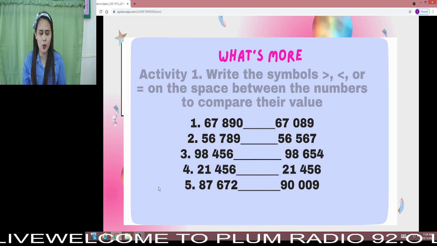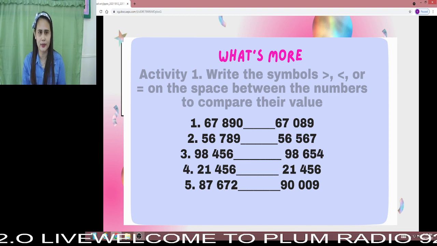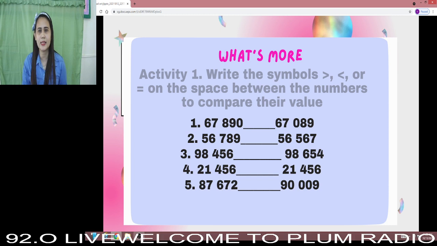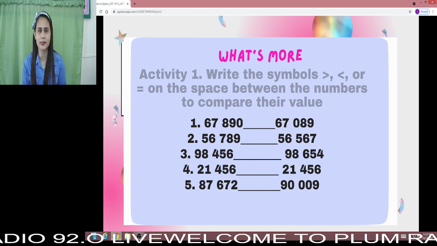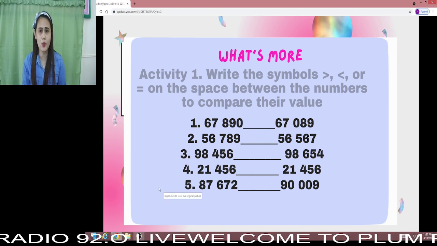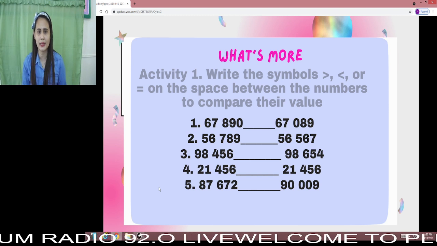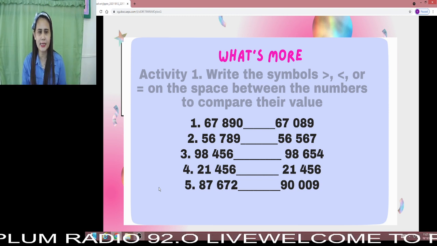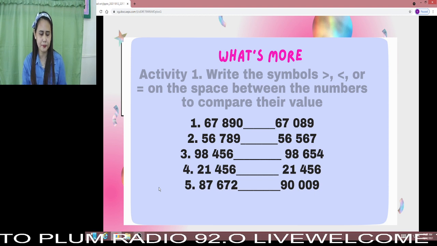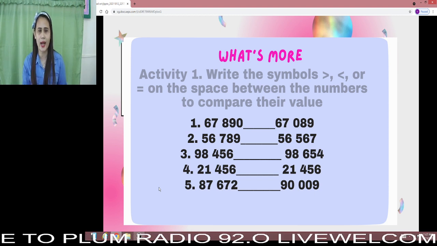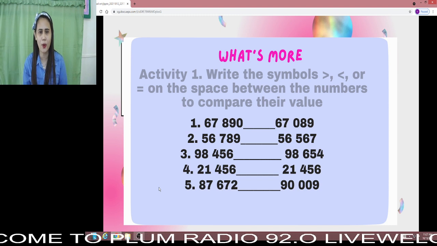Let us see if you already know how to compare and order numbers from 10,001 to 100,000. For activity number 1, write the symbols greater than, less than, or equal on the space between the numbers to compare their value. Number 1, 67,890 and 67,089. Number 2, 56,789 and 56,567. Number 3, 98,456 and 98,654.